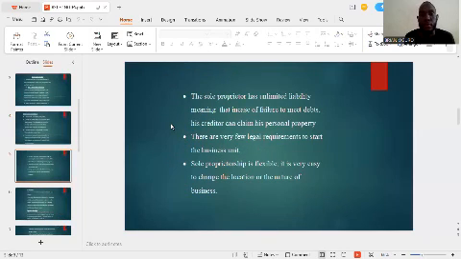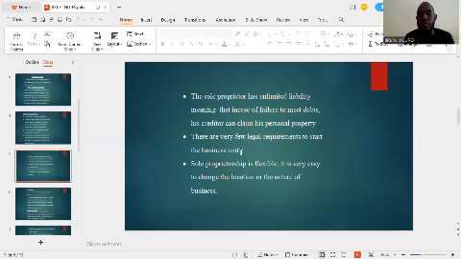The fifth feature is that the sole proprietor has unlimited liability. So what do we mean by having unlimited liability? That is, in case of failure to meet the debts, his creditors can claim his personal property. So in case you are not able to pay your creditors, they could come and take your personal properties to settle their debts.